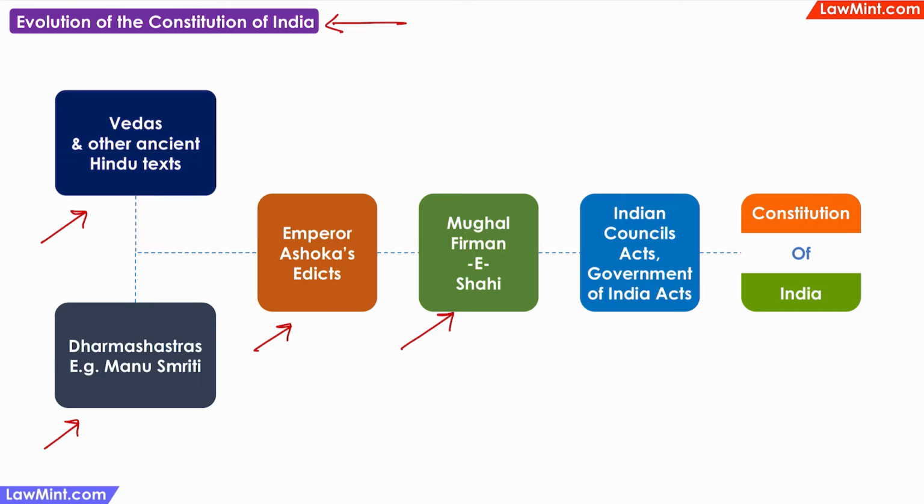Initially, they intended to collect taxes and to control agriculture and trade in India. Later on, when the East India Company transitioned into the British Empire, there were some administrative acts that were passed, such as the Indian Council Act or the Government of India Acts. And finally, after independence, the Constitution of India, as it exists today, came into being. So this is an overview of how the Constitution evolved from prehistoric times to the modern era.